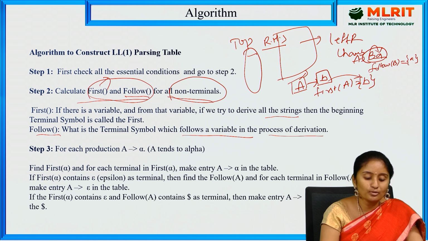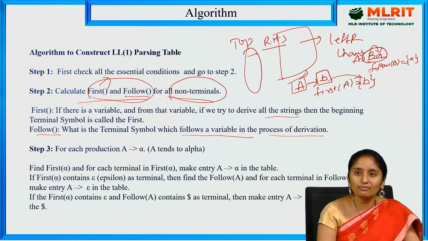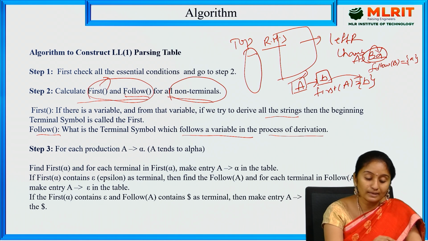That is step 2. The first step is we need to check all the conditions, like there should not be left recursion, and it should be an unambiguous grammar. Then, when all the conditions are satisfied, we are going to calculate the first and follow functions. Once the first and follow functions are calculated, we are going to construct the table.